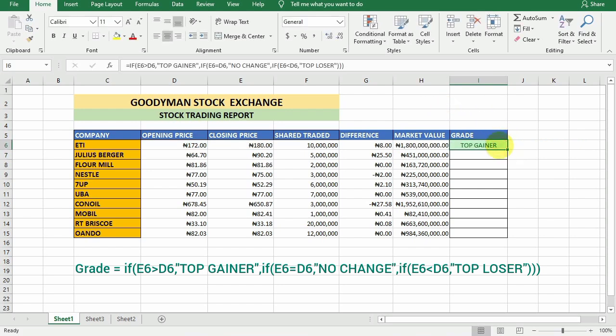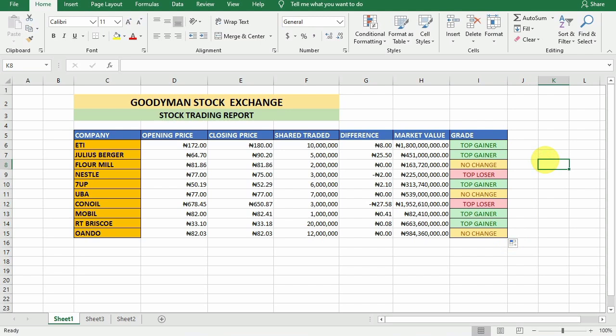Good. Now the first company got top gainer because they didn't run any loss. Let's drag it down, and now see their score sheets. The first one got top gainer, the second one got top gainer, the third one says no change. Now the other one says top loser. Why? Because they lost. Their opening price was higher than their closing price. They had 77 naira, but when closing, maybe due to some losses, they got 75 naira. The other loser also started with 678 naira 0.45 kobo, but they left the market with 650 naira 0.87 kobo. Do you see that?